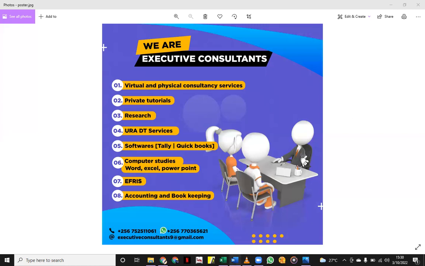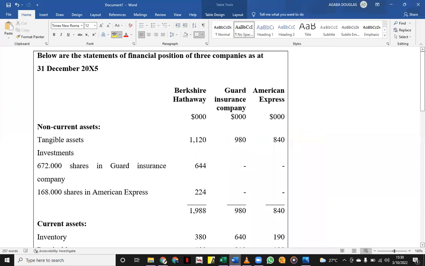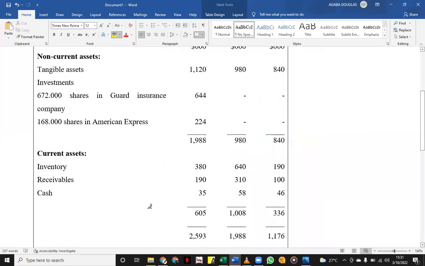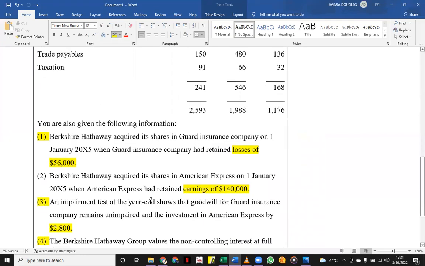So when I open my work for today's class, we can see we have three financial statements. We are told we have Berkshire, Guard Insurance Company, and American Express. We need to find out which is a parent, which is a subsidiary, and which is an associate. So we need to go and look at our added information.